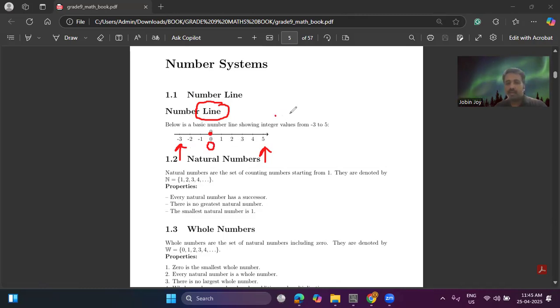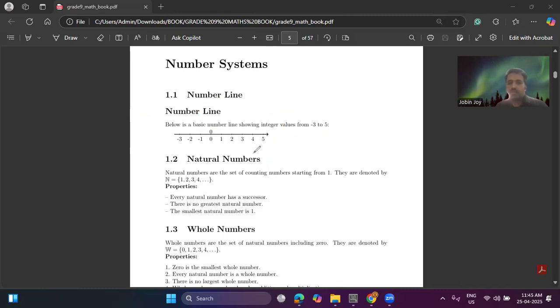And to the right side, the value is positive, and to the left side, the value is negative. So to the right side from 0: 1, 2, 3, 4, 5, and this will continue like this. Similarly, to the left side, the numbers will continue like this: 0, -1, -2, -3, -4, -5, etc. So the numbers that are represented on this line form what is called a number line.